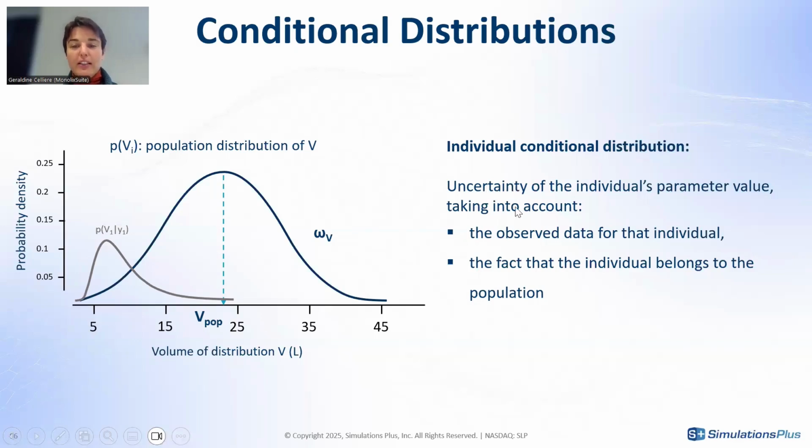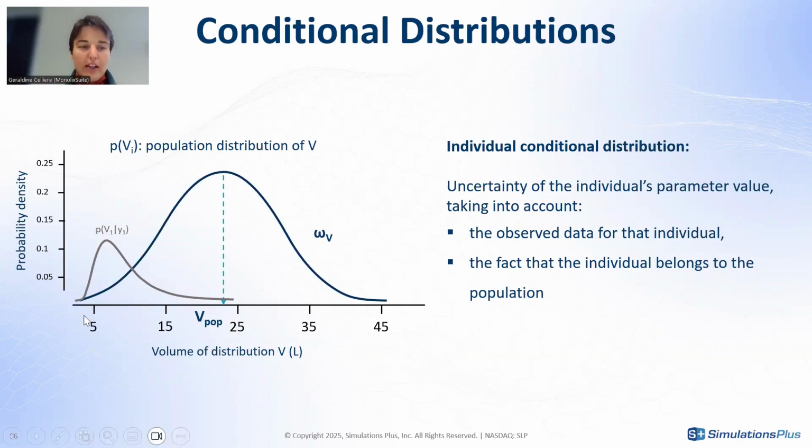This uncertainty takes into account the observed data we have for that individual, and also the fact that we know that the individual belongs to the population. So its individual parameter values cannot be completely different from the typical value in the population, for example, V_pop. So here in the scheme, the blue line represents the population distribution. So that's the distribution of volume values we expect in our population with typical value V_pop and standard deviation omega_V. These are two population parameters that we assume have already been estimated via SAEM.